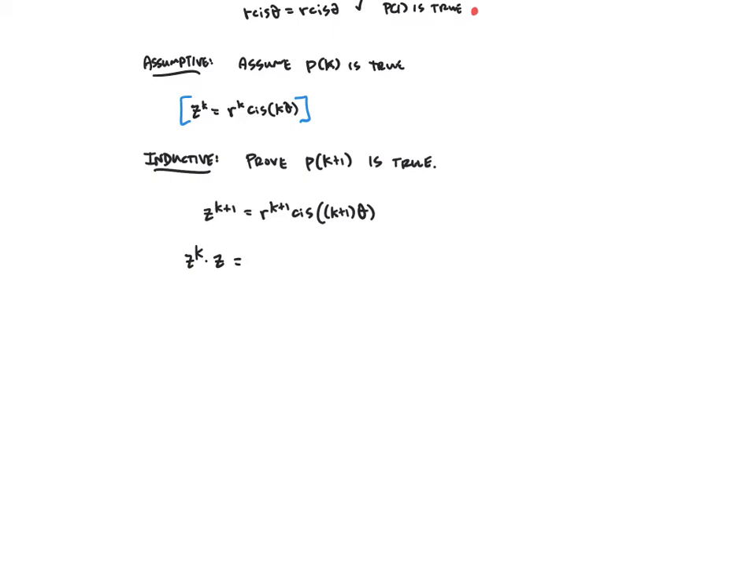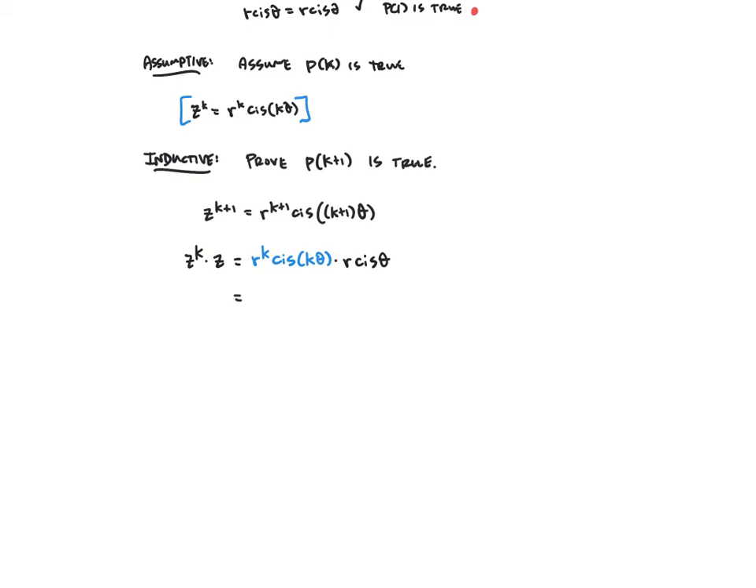Okay, and z to the k is equal to, based on the assumptive step, so I'm going to plug the assumptive step in here, r to the k cis k theta. And z, or z to the first, is r cis theta. Now, I've got some work to do here.